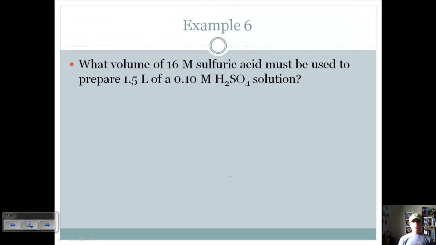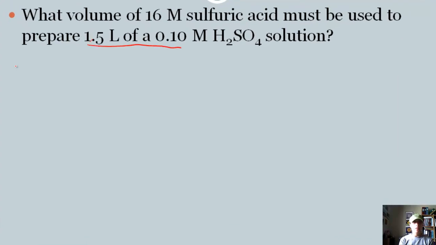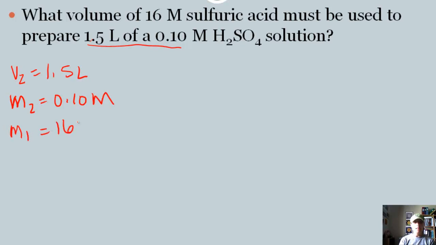Okay, so let's try one. What volume of a 16 molar sulfuric acid must be used to prepare 1.5 liters of a 0.1 molar? So this is what you want to get to. So V2 is 1.5 liters. Really, it doesn't matter as long as you keep the concentration and the volume together. So V2 is 1.5 liters. M2 is 0.10 molar. We've got an M1 of 16 molar, and we're looking for V1.